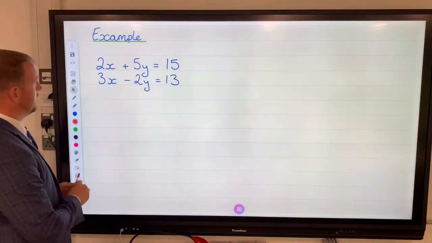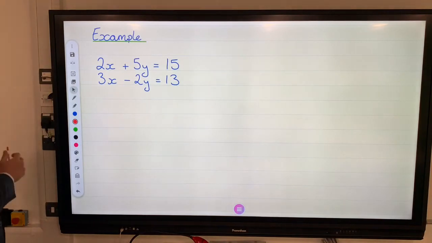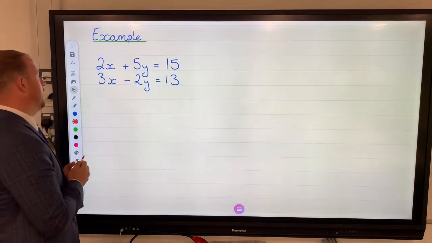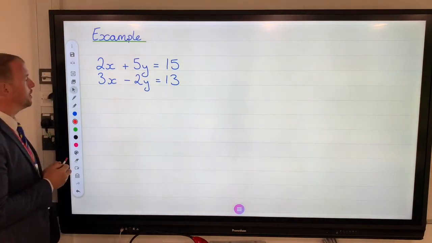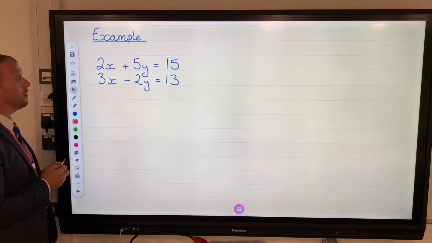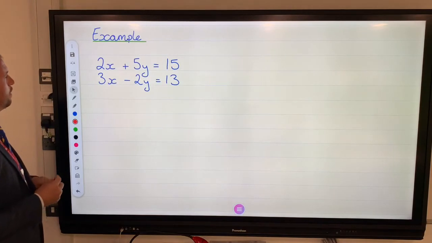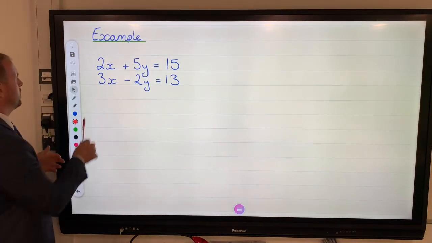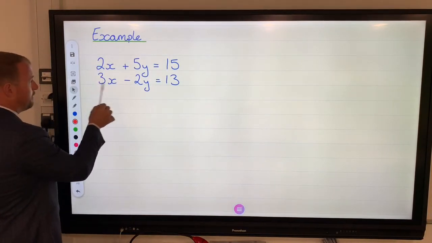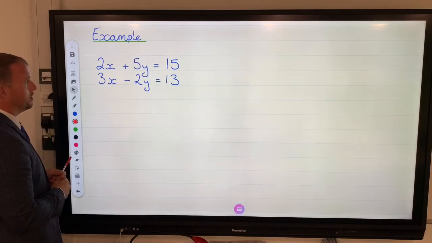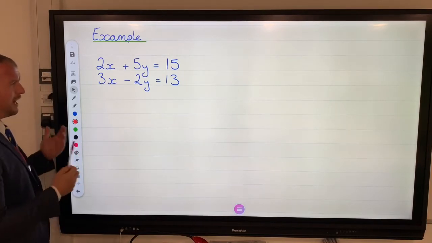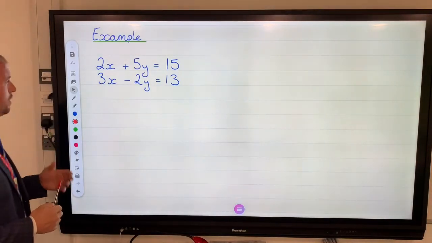Okay, simultaneous equations then. So I've got 2x plus 5y is 15 and 3x minus 2y is 13. In order to solve these, we need to find a value for x and a value for y. So just look at these equations. You can see I've got different number of x's, different number of y's on each of the equations. So I need to do a couple of things first before I start solving.